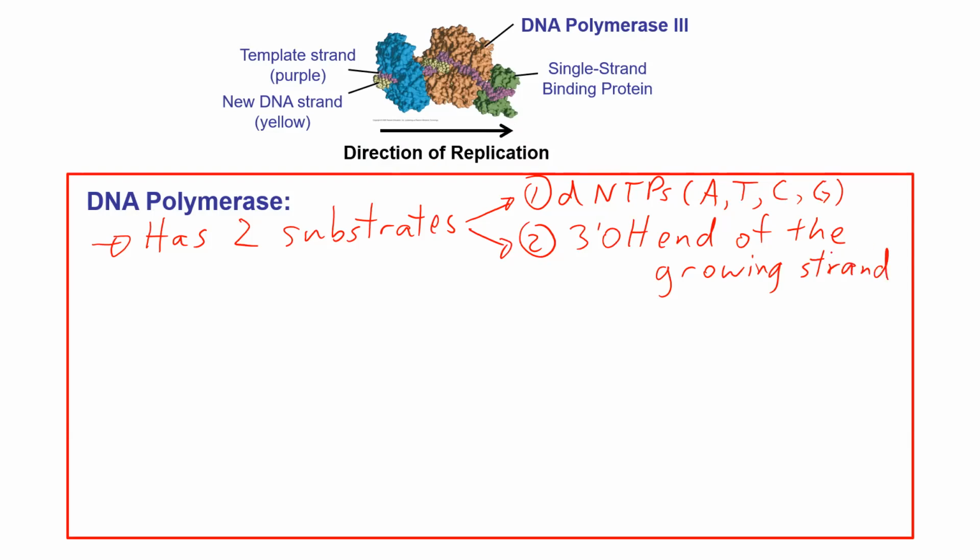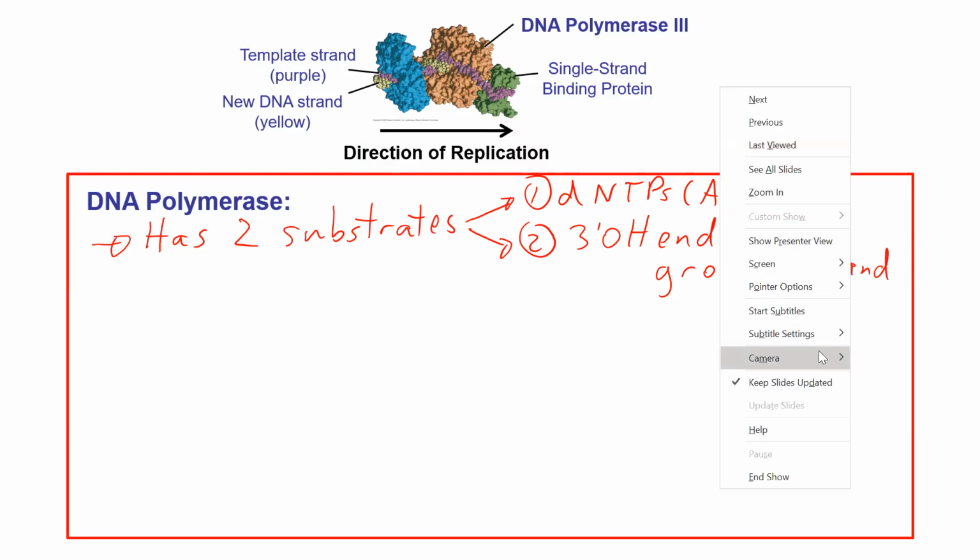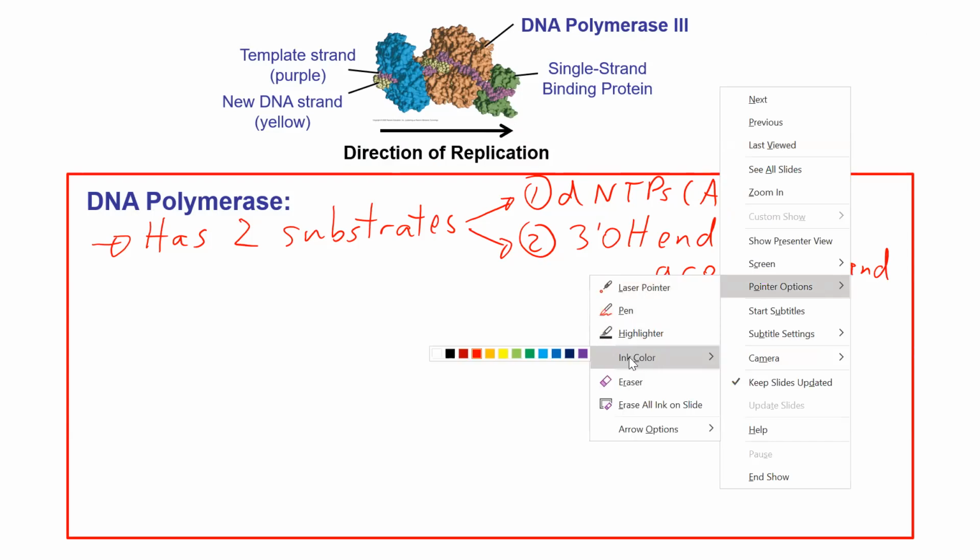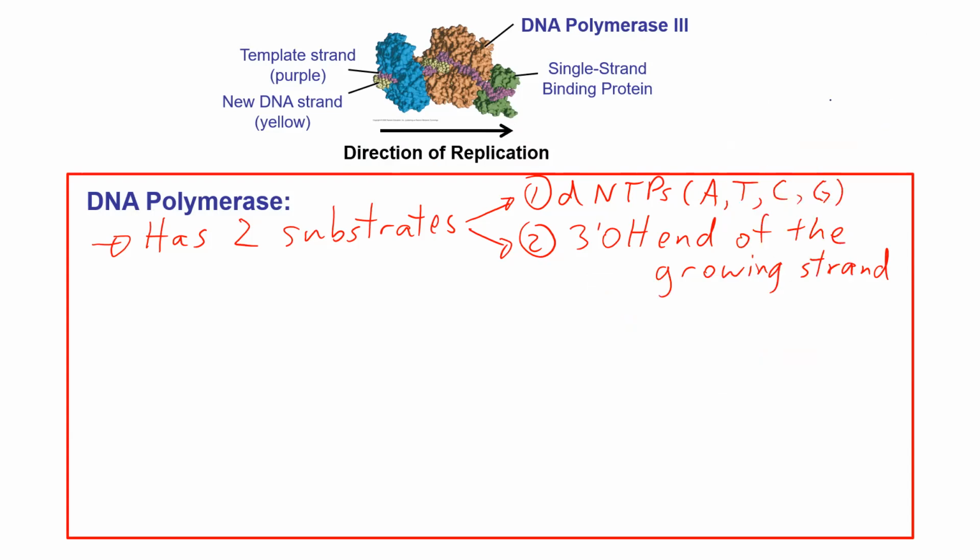Or if I can change my ink color. Let me just give me a second here, see if I can do that. Thought I could do that. Pointer options. There we go. Ink color. The red is just a little much, I think. Let's try this. I think this is purple.